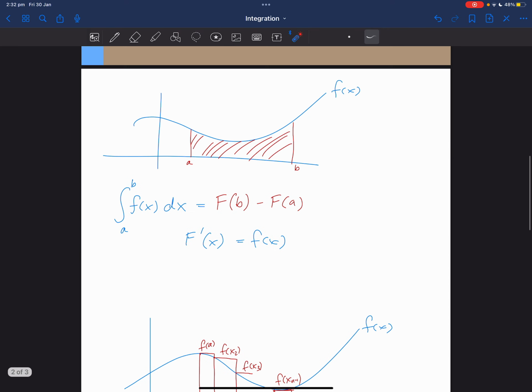And so when we do differentiation or integration to find such a complex thing like area, all we have to do is find the antiderivative and sub in the upper and lower bounds.